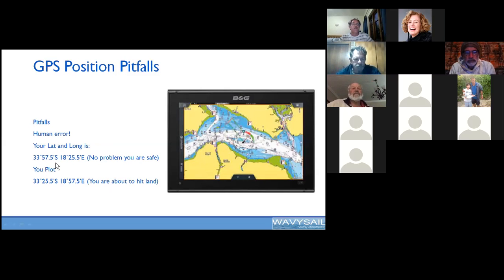You're 33, 57, 5, 18, 25, 5. You plot it as 33, 25, 5, 18, 57, 5. That's just a tiny, tiny error, but that puts you on the rocks. Very, very easy mistake. There's no way of double checking an electronic position unless you go and do a visual fix.